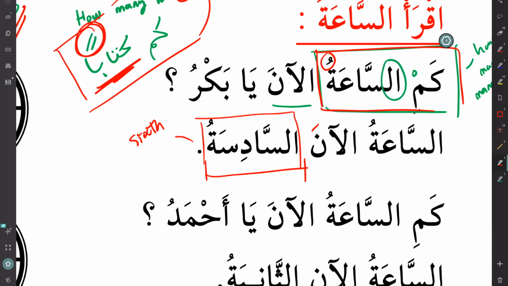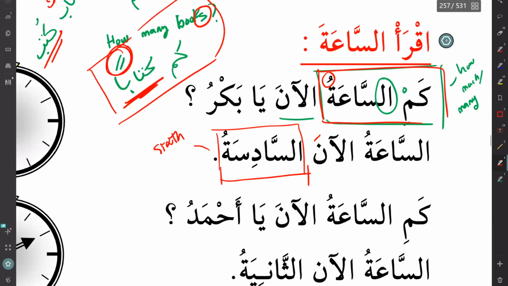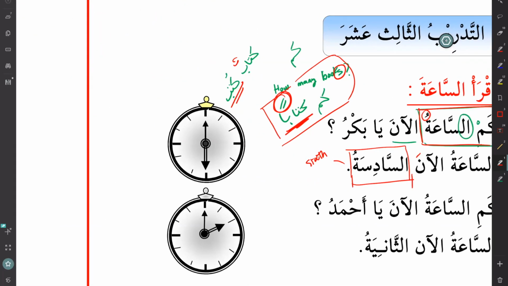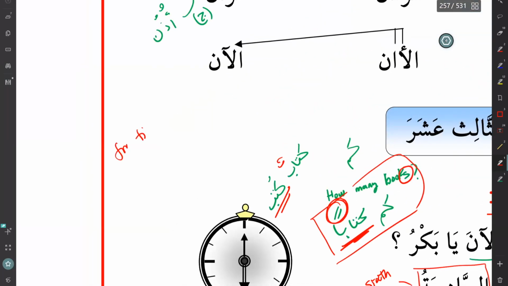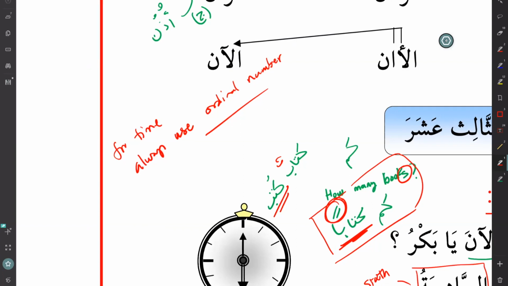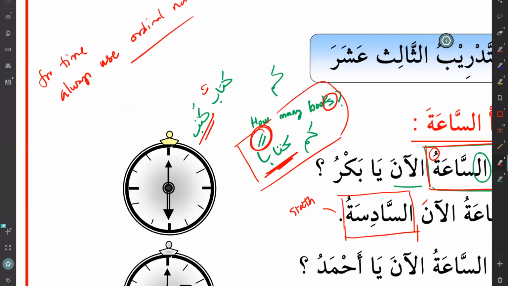Number one, let me see how much I want to explain to you, because I don't want to make things harder than it is. Number one is when you say time, for time, always use ordinal numbers, always. There's some other different expression you can use cardinal number, but when you're asking like this, you have to give the ordinal number, right?